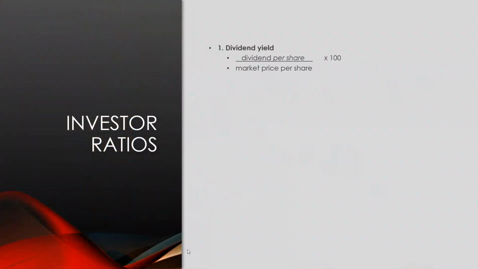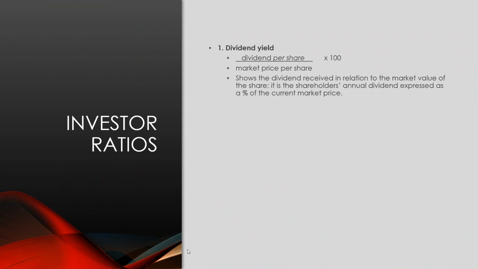So investor ratios. First one we've got here is dividend yield. You take the dividend per share and you divide that by the market price per share, multiply it by 100 because it's expressed as a percentage. Don't forget that you either need to do both of them in pence or both of them in pounds. Otherwise you will get the wrong answer. You'll get some very strange figures. So this shows the dividend received related back to the market value of the share.